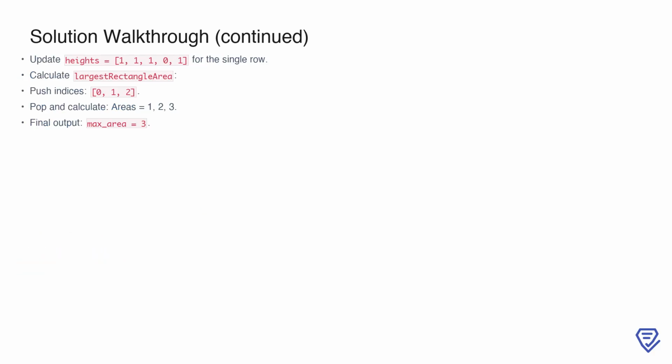For a single row example, we have a matrix with one row containing 1, 1, 1, 0, 1. Updating the heights array gives 1, 1, 1, 0, 1. Passing this array to the largest rectangle area function, we process the histogram by pushing indices for heights greater than those at the top of the stack. As we pop indices, we calculate areas of 1, 2, and 3, using the respective heights and widths. The largest rectangle area for this row is 3, so the final output is max_area equals 3. This demonstrates how the algorithm handles a matrix with just one row effectively.